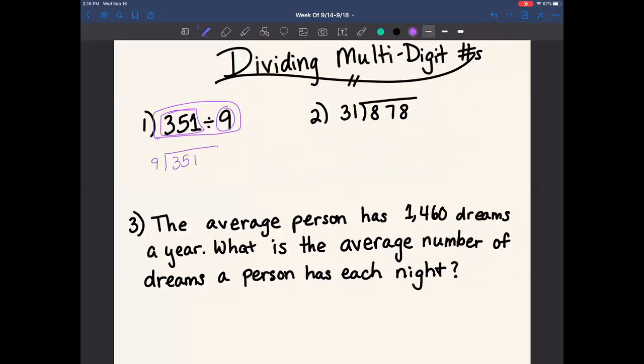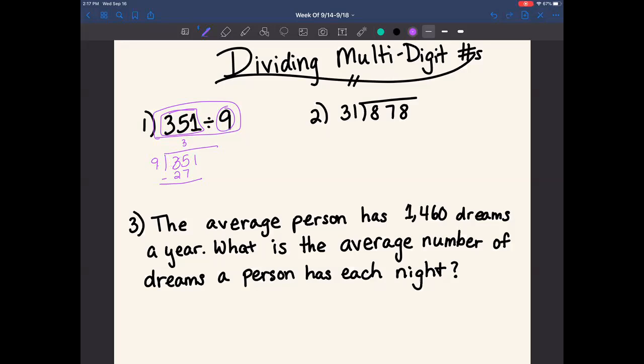So I'm going to put my 3 on the top here. And then what I'm doing is saying 3 times 9 is 27. And now I'm going to subtract. Can I do 5 minus 7? No. So what do I have to do? You have to borrow, regroup. Steal from that other number, or take away is another way. So I'm going to put my 2 here. I'm going to have now 15.